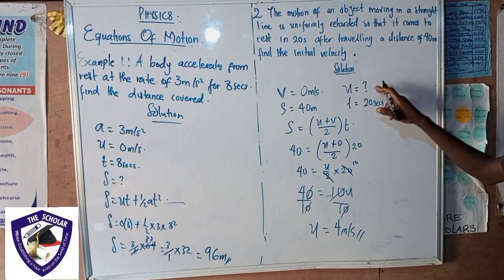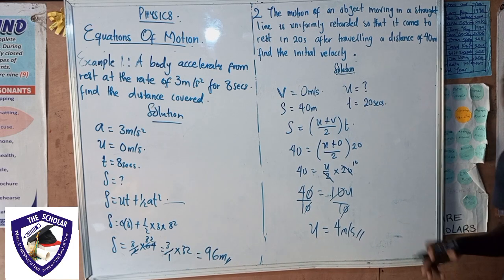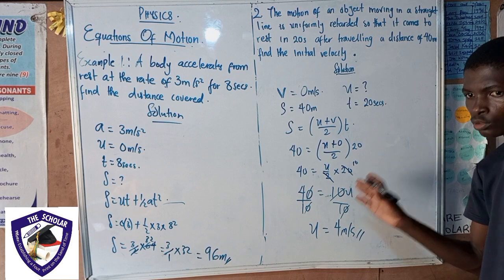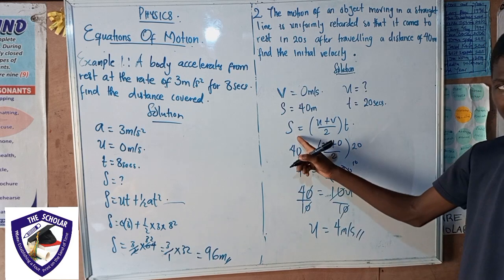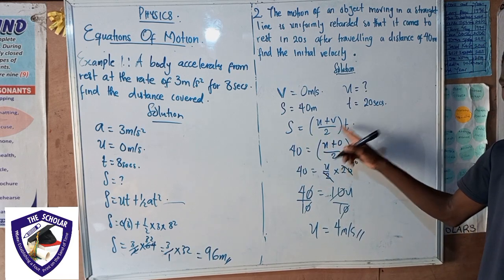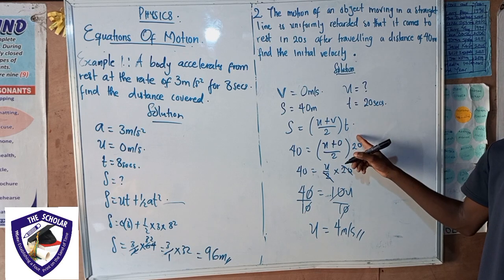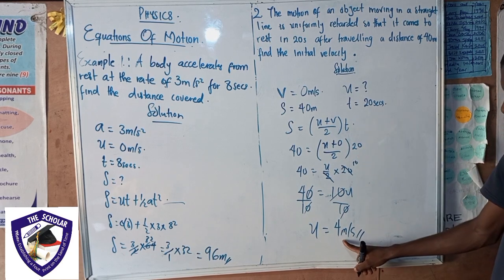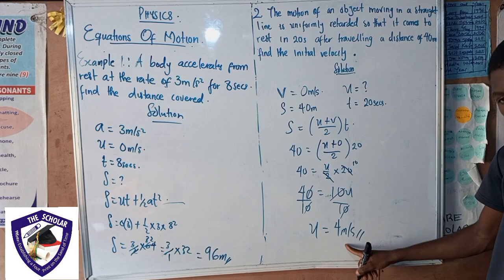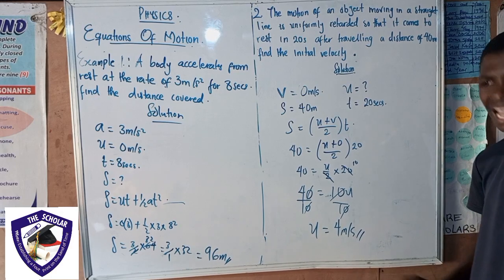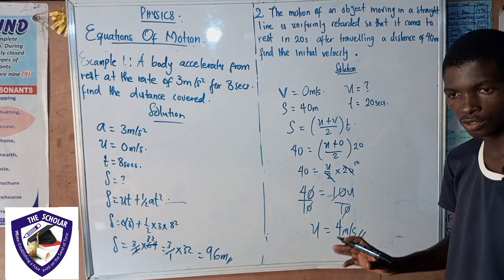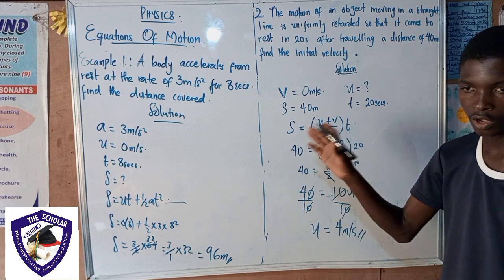The question says find the initial velocity. We know there's a particular equation of motion which is applicable to solving this question, which is s equals u plus v over 2 times t. We used it and we got our initial velocity to be 4 meter per second. And this is how to solve questions using the equations of motion.